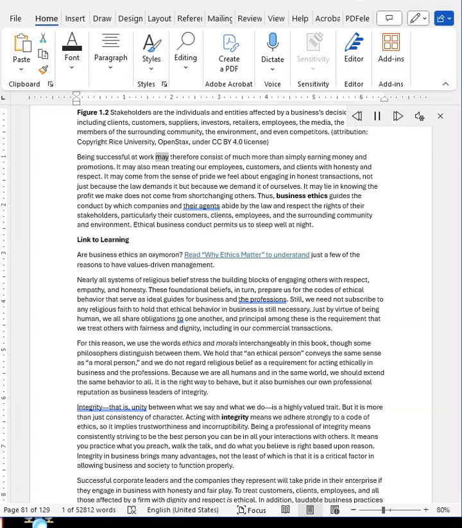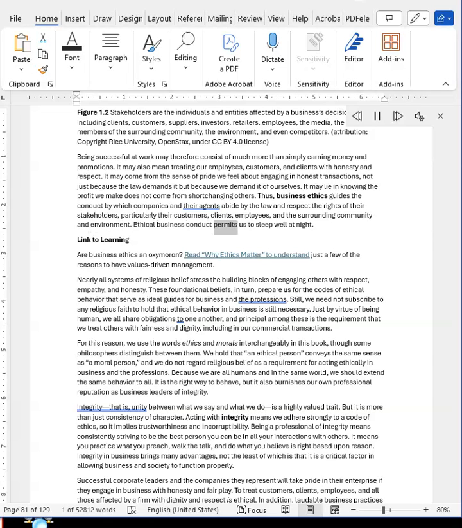Being successful at work may therefore consist of much more than simply earning money and promotions. It may also mean treating our employees, customers, and clients with honesty and respect. It may come from the sense of pride we feel about engaging in honest transactions, not just because the law demands it, but because we demand it of ourselves. It may lie in knowing the profit we make does not come from shortchanging others. Thus, business ethics guides the conduct by which companies and their agents abide by the law and respect the rights of their stakeholders, particularly their customers, clients, employees, and the surrounding community and environment.